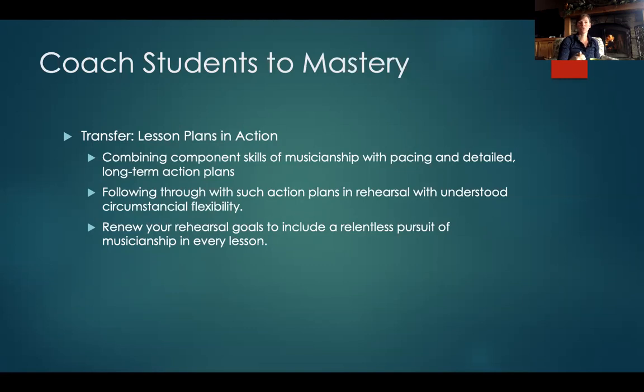I would encourage you to renew your rehearsal goals to include a relentless pursuit of musicianship in every lesson. That's what I've seen through the McREL International process, observing individual teachers. Teachers that are really successful have rehearsal goals every day with a long-term pursuit of musicianship, detailed over time, and it's that relentless pursuit of musicianship in every lesson.